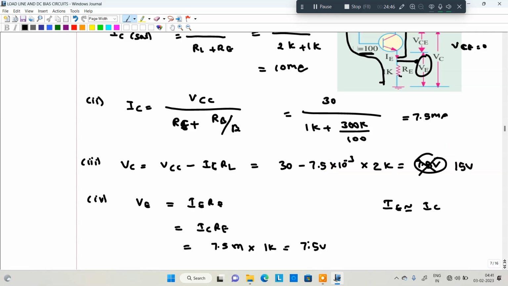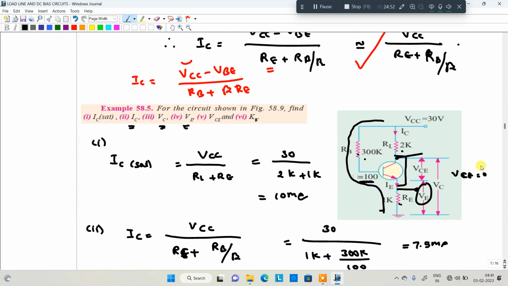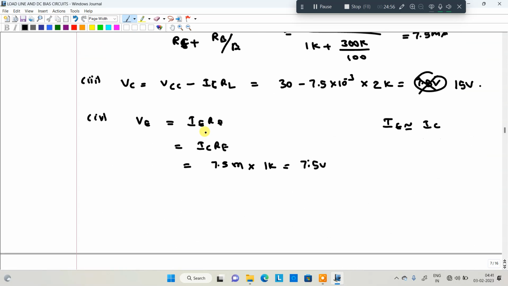Okay, VC is completed, VE is completed. Then they are asking for VCE. The next, fifth point, is VCE. VCE is nothing but VC minus VE. VC is 15, VE is 7.5, so VCE will be equal to 7.5.